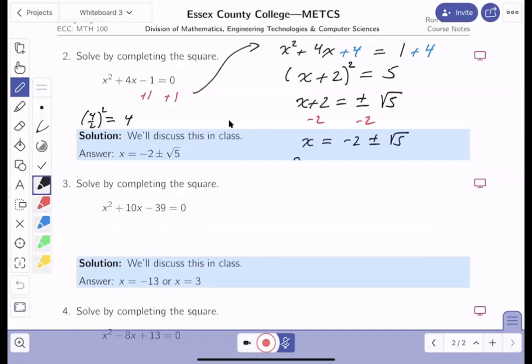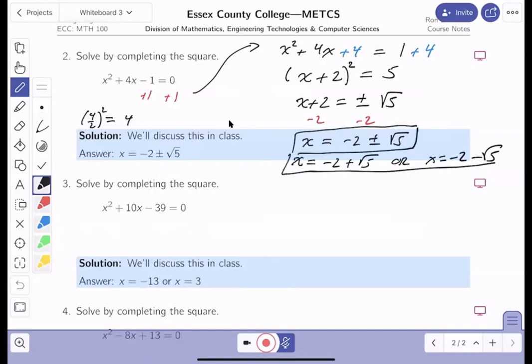So what are the answers? I'll write down for you. x equals minus 2 plus root 5, or x equals minus 2 minus root 5. By the way, this is okay to write it this way over here, because I'll be honest with you, I can't do the arithmetic over here. All right, let's look at the key, see if we got that. I'm seeing this, and I'm seeing this over here.